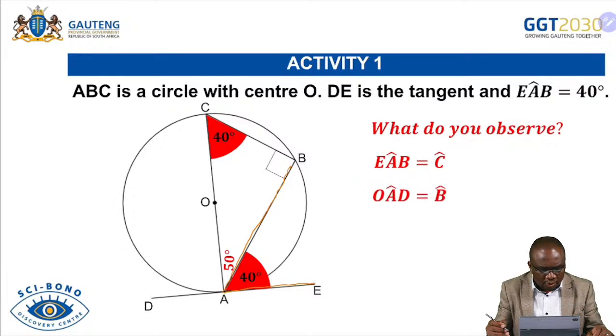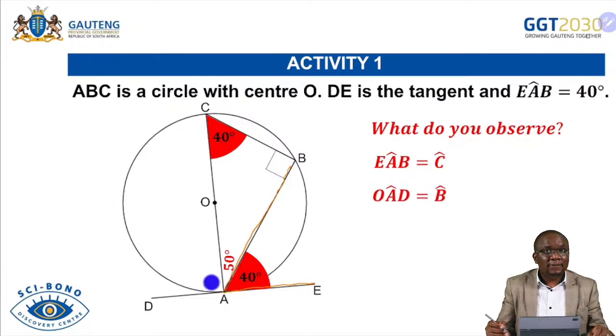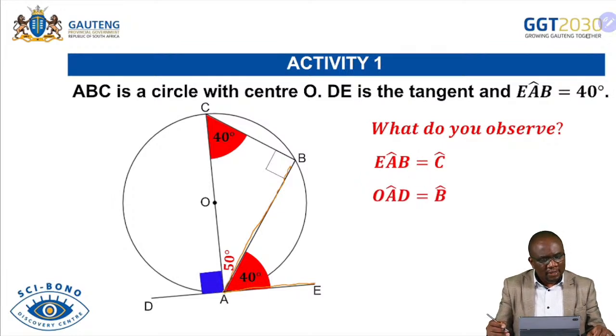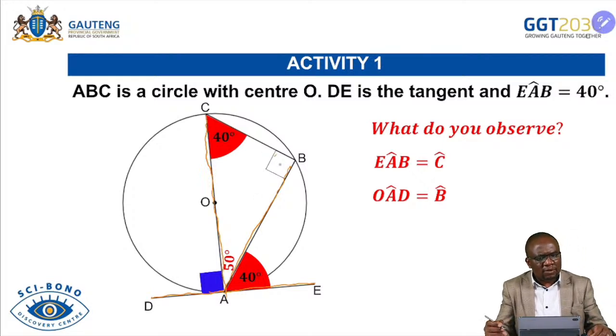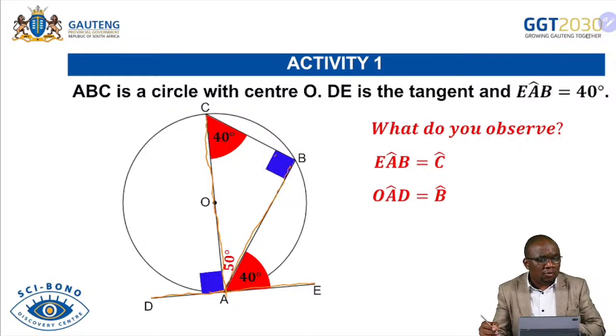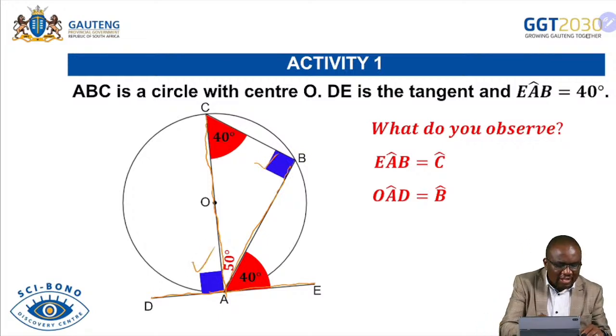Where is it? OAD, which is this one. You see, it's 90. Okay, this is the tangent. This is the chord. And then this chord subtends this angle 90 on the other side, there, on the alternate segment. Do you see that? Okay, these two angles are equal. This is 90, this is 90.